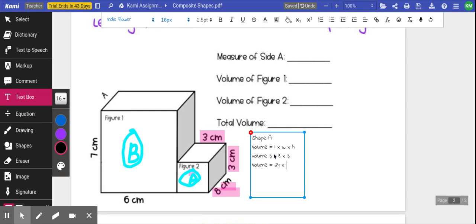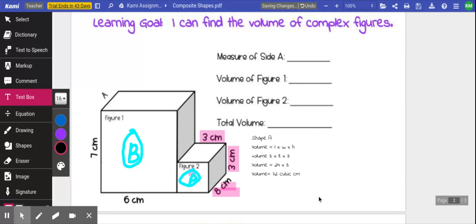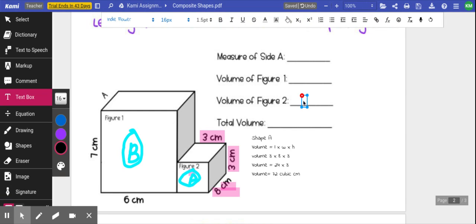And then we know 24 times 3 is equal to 72. So we know this particular volume is 72 cubic centimeters. Now I want you to look at shape B that we've labeled. Before we do that, we'll go ahead and plug in the volume for figure 2, which we came up with: 72 cubic centimeters. And we'll go ahead and look at shape B now.